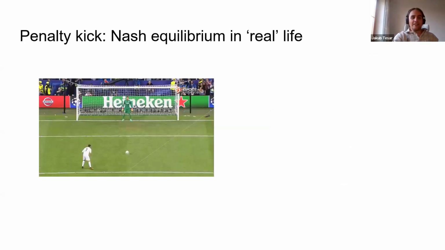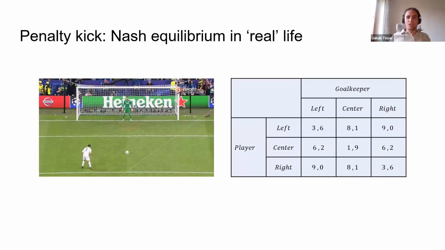And to give you just one example of a game that uses this logic of Nash equilibrium, we look for mixed strategy equilibria, because there are no equilibria in pure strategies. Imagine a penalty kick, which you are probably familiar with. I just created this payoff matrix. So we have a player here, and he can kick the ball to the left, to the center, or to the right. And a goalkeeper that can jump to the left, stay in the center, or jump to the right.